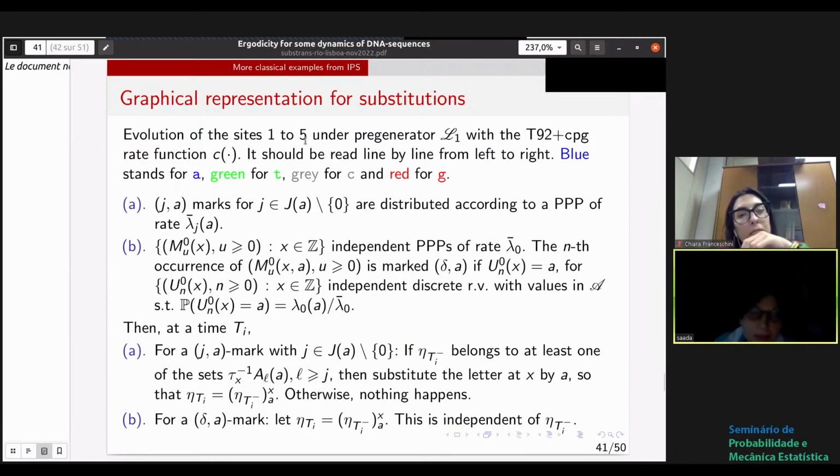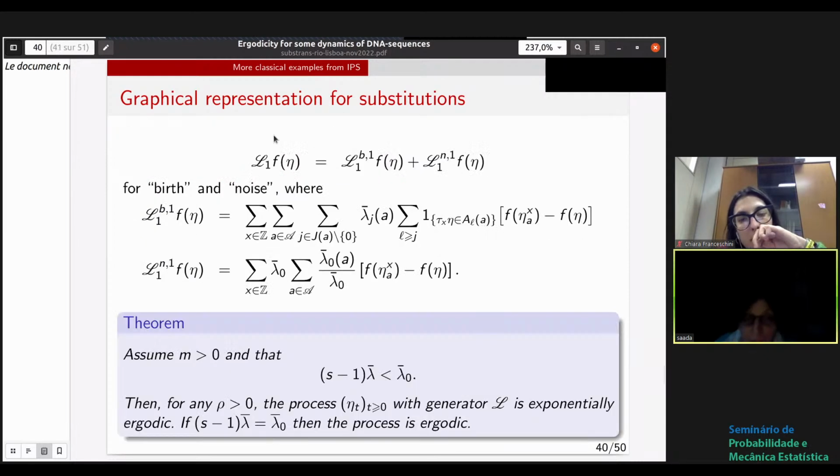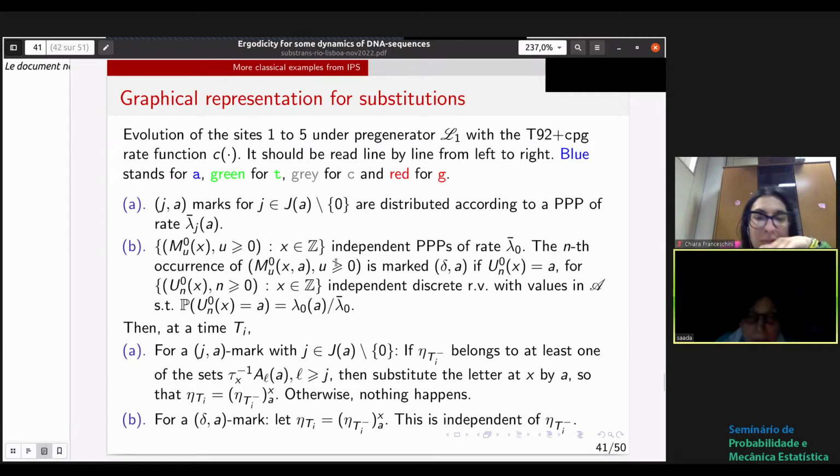And then how do we represent the substitution? So as you saw before, as I told you, here there are two cases. Either we have to look at what's around the site where we are to decide to do the substitution or not. And here we always do the substitution. So this we'll see in the graphical representation. We'll have two types of marks. First, something called GA for J, which is not 0, and it's distributed according to a Poisson point process of rate lambda bar J of A. And then for the second part of the generator, we'll have independent Poisson point processes of rate lambda bar 0.